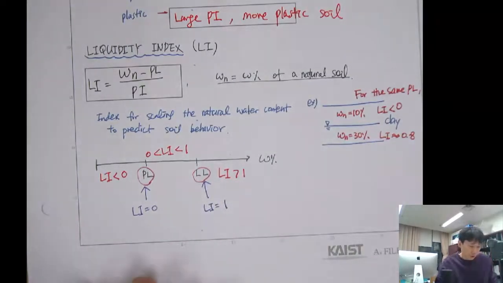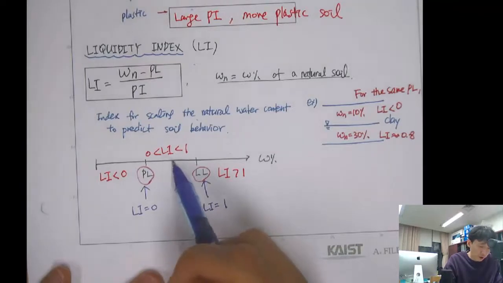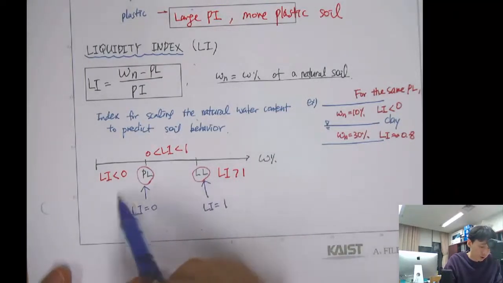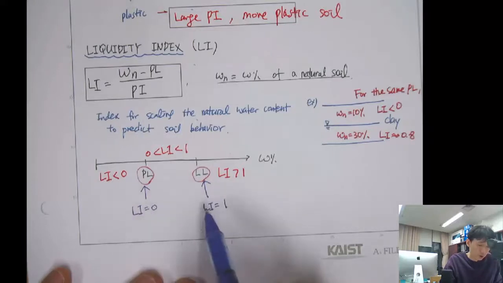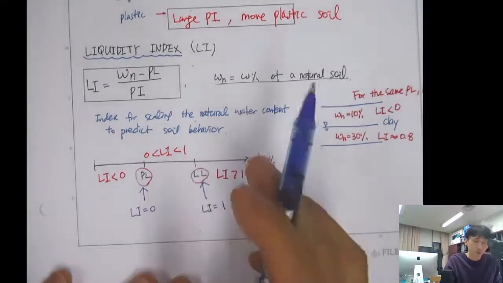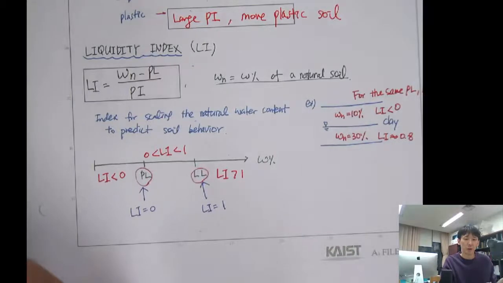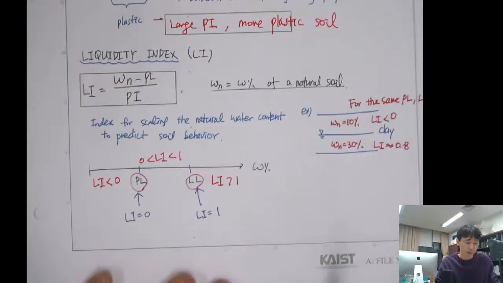So depending on the liquidity index, whether it's larger than 1, less than 0, or between 0 and 1, you can tell whether the soil will show brittle behavior or plastic behavior, or whether it's going to be very soft, like a liquid.